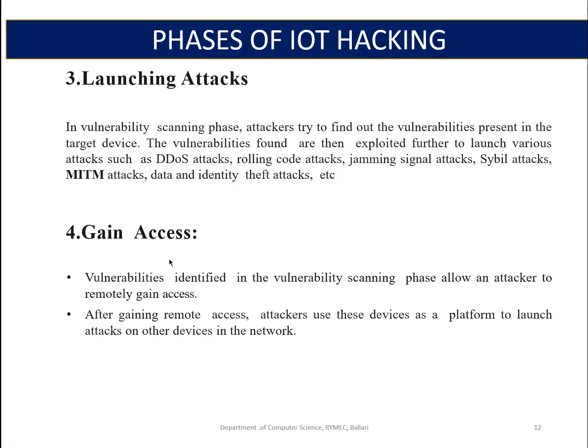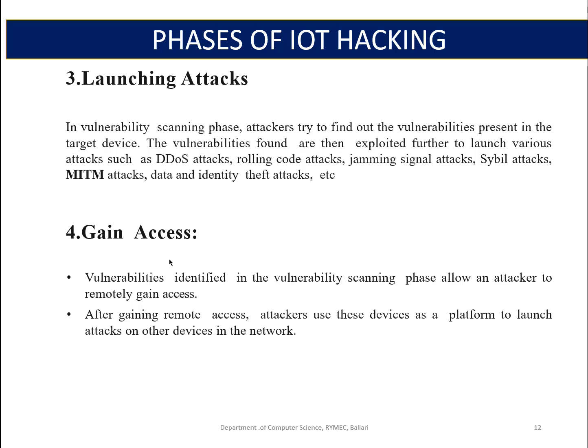The third phase of hacking is launching attacks. In the vulnerability scanning phase, attackers try to find the vulnerabilities present in the target device. The vulnerabilities found are exploited further to launch various attacks like DoS attacks, rolling code attacks, jamming signals, MITM, and data and identity theft attacks. The next step is gaining access. The vulnerabilities identified in the scanning phase allow the attackers to gain access. After gaining remote access, attackers use this platform to launch attacks on the devices in the network.